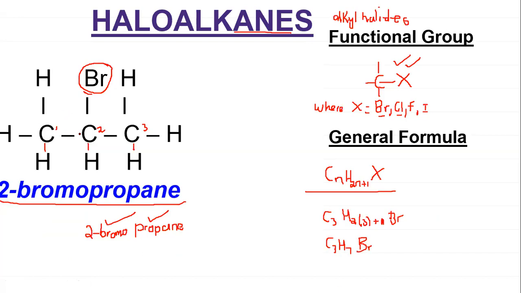The number of carbons is 1, 2, 3? Yes. The number of hydrogens is 1, 2, 3, 4, 5, 6, 7? Yes. The number of bromine atoms is 1. Then the molecular formula is correct, which then means the general formula is also correct. So a general formula, my dear learners, you can actually work it out even if you have forgotten it altogether. But I know that you never forget.